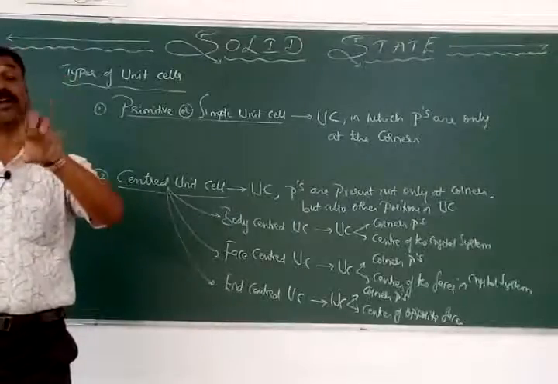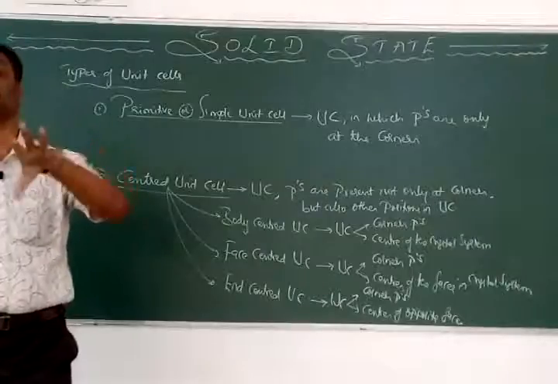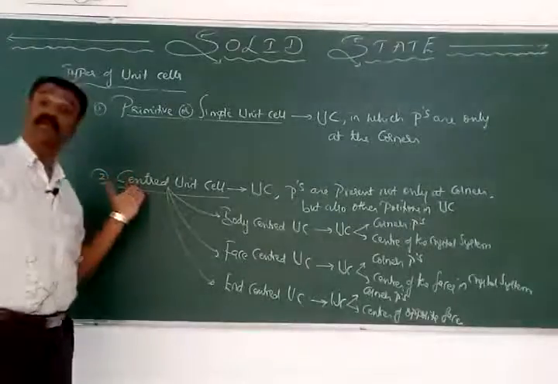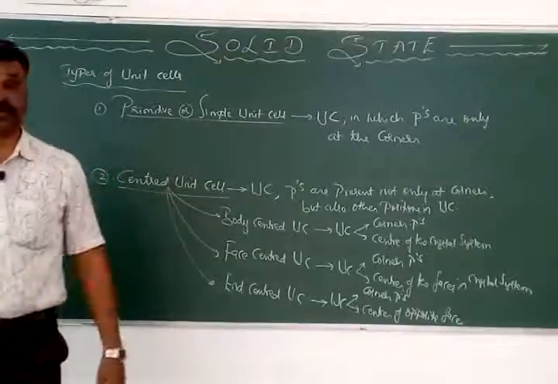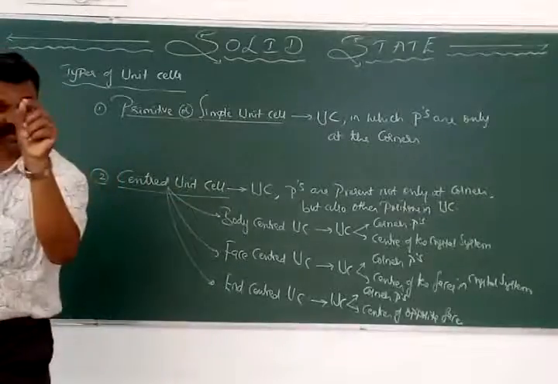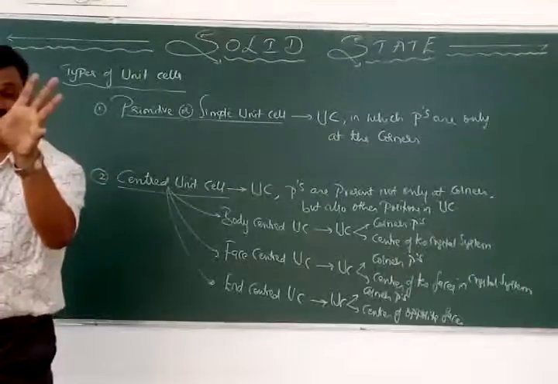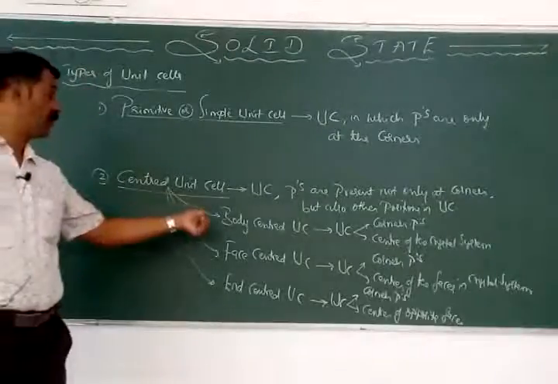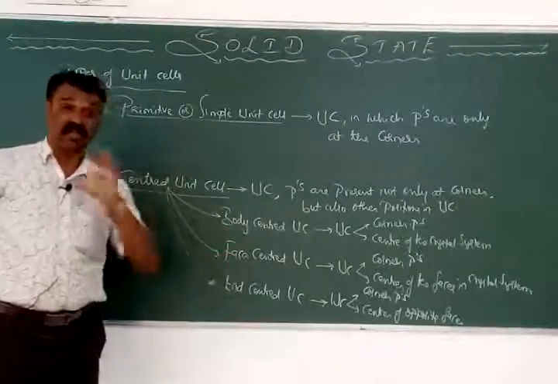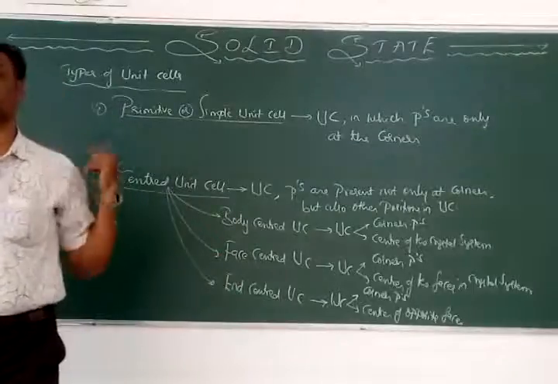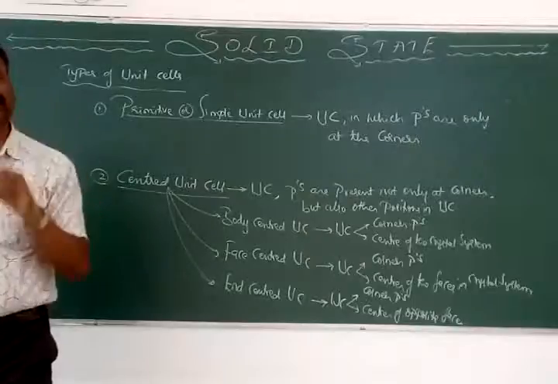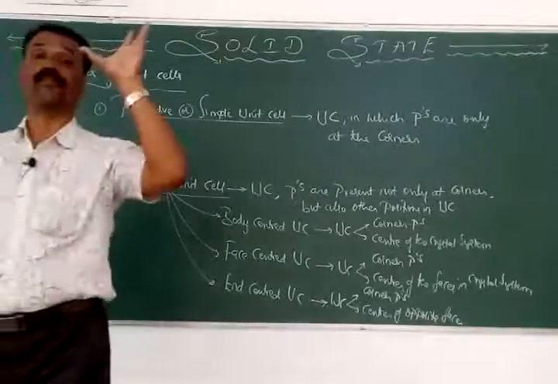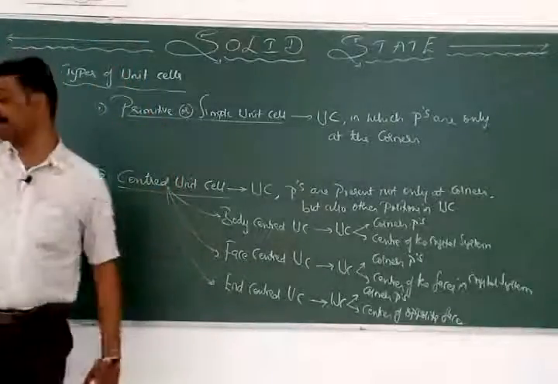Apart from the corner particles, if any particle is situated inside the unit cell, that refers to the centered unit cell. And centered unit cells are of 3 types. What are those? Along with the corner particles, if it is exactly at the center of the whole unit cell, then it is body centered. If it is at the centers of each face, then it is called face centered. If it is present at the face centers of only the opposite faces, then it is the end centered.